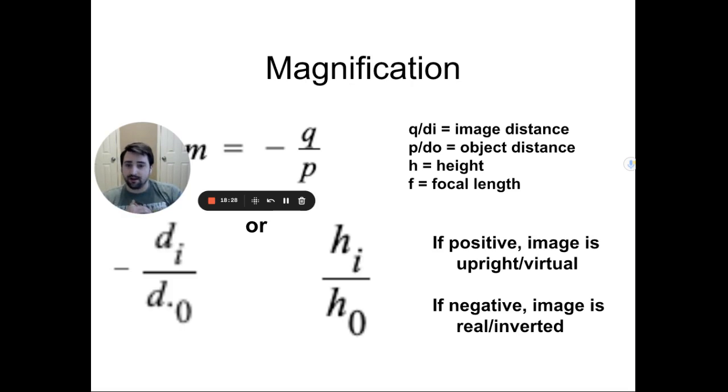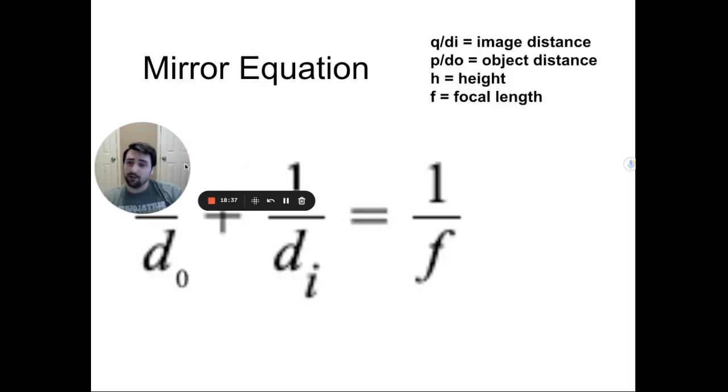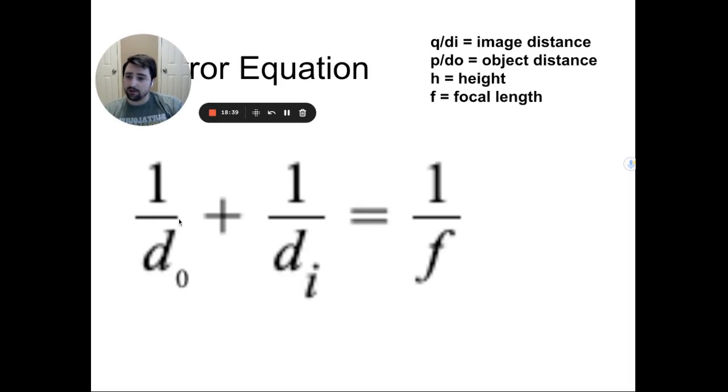If I find that my magnification is positive, that means that the image is going to be upright and virtual. If it's negative, that means that the image is going to be real or inverted. So my mirror equation: 1 over DO, 1 over the distance of the object, plus 1 over DI is going to be equal to 1 over the focal length. I just need 2 of these variables and I can solve for the third.